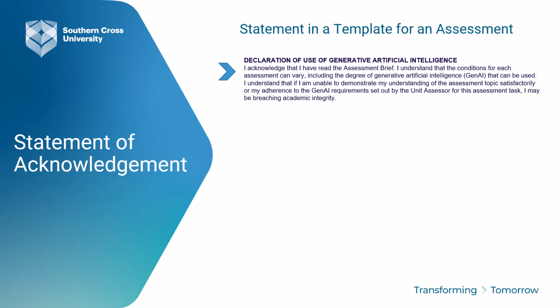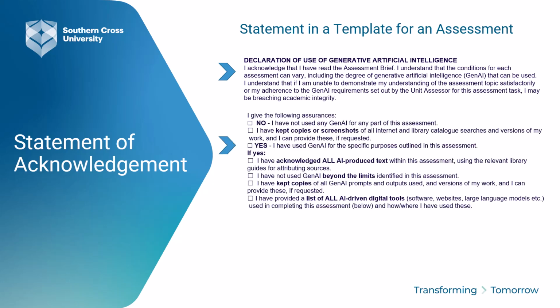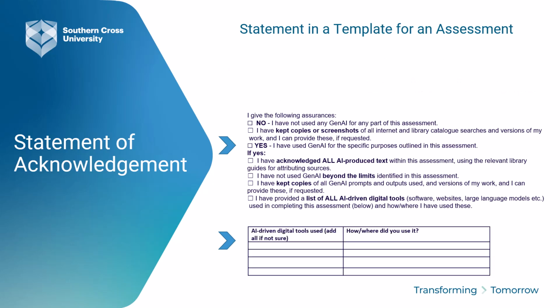Underneath the initial text, you will have to select whether or not you have used generative AI. In this unit, students who answer no must still ensure that they retain evidence of their assessment preparation, including evidence of how they conducted research for the assessment. If they have used generative AI, they also have to affirm they use the tools within the limits specified and kept records of their use. The final step in this process is to list the tools that were used and the purposes for which each tool was used. And they do this in a table at the end.